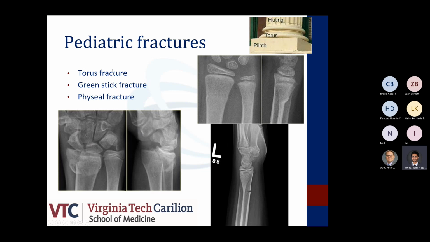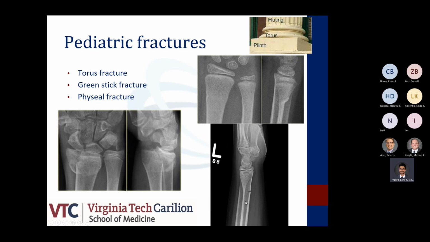The pediatric fractures have their own varieties of distal radius fractures. So you have the torus fractures, which are these buckle fractures here. For those who don't know, the name comes from Greek architecture. The columns in ancient Greece had fluting, and the torus was that flared base, which does resemble the fractures in those kids. The greenstick fractures are fractures through one cortex and then a bending moment through the other side. And then your physeal fractures, which are typically Salter-Harris 2s in these cases.